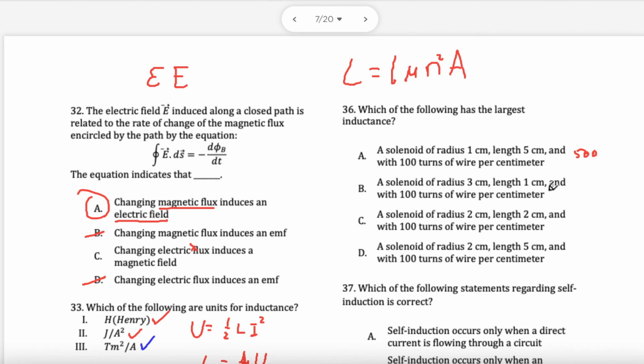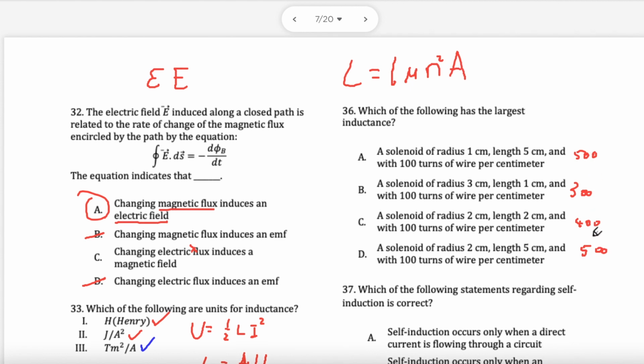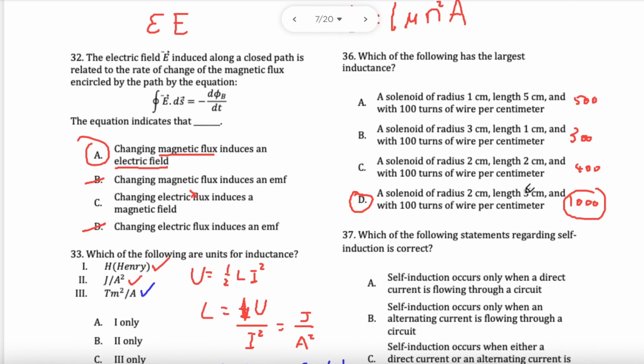3 times 1 times 100 will be 300. 2 times 2 is 4, that's 400. 2 times 5 is 500. So in this case, I can see that they're all the same. Have I messed up? 2 times 5 is 10. Oh my God, I am so bad. Maybe I'll edit this. I can't be bothered editing it. 2 times 5 is 10. 10 times 100 is 1,000. There we go. So we have 500, 300, 400, 1,000. D is the answer. That's going to be the biggest one. You can verify by doing the calculation.